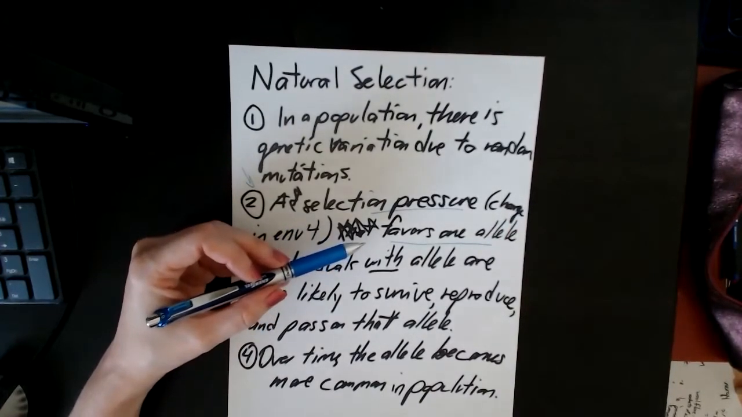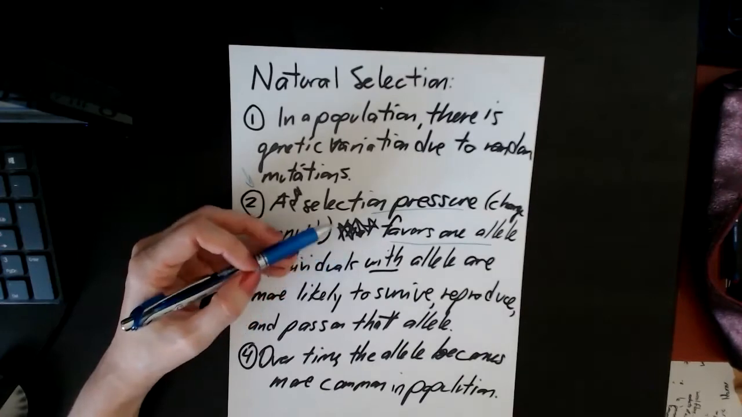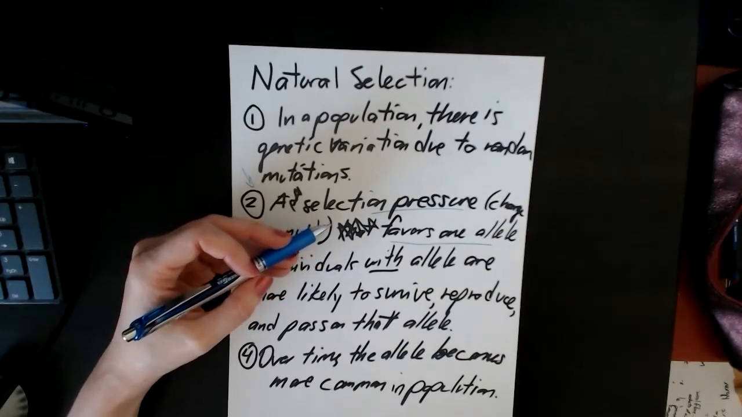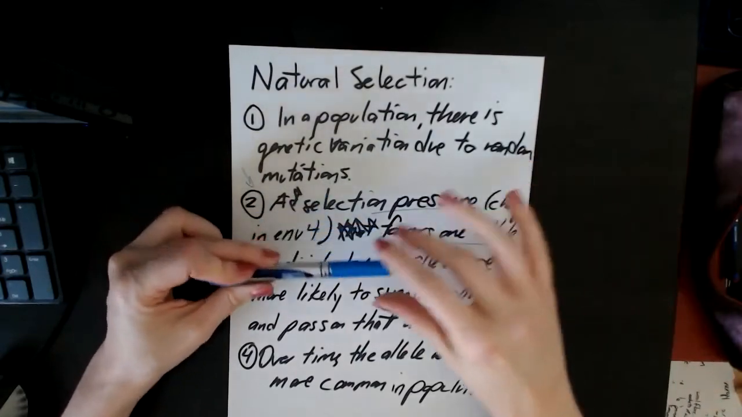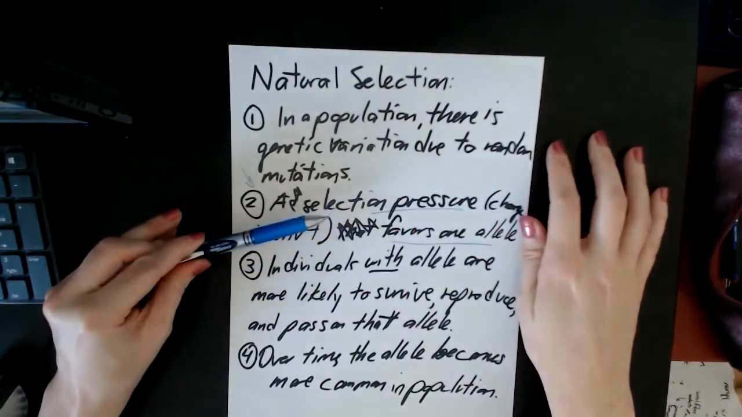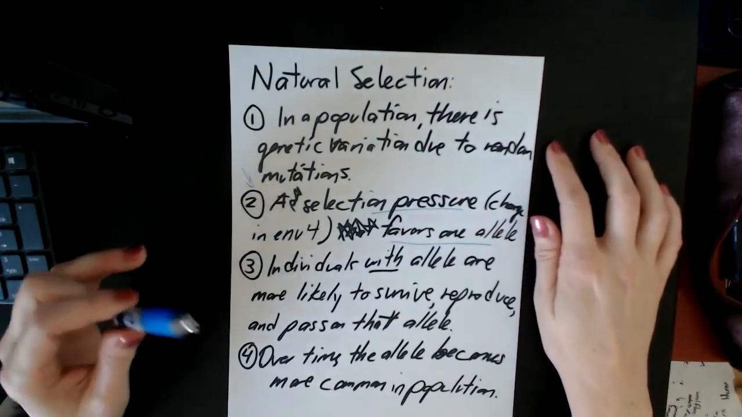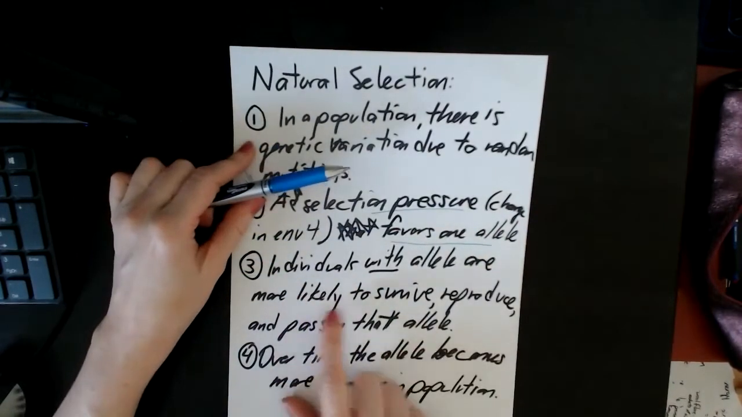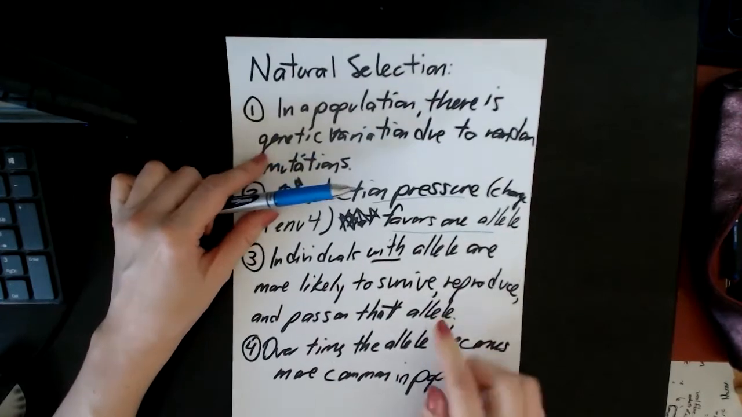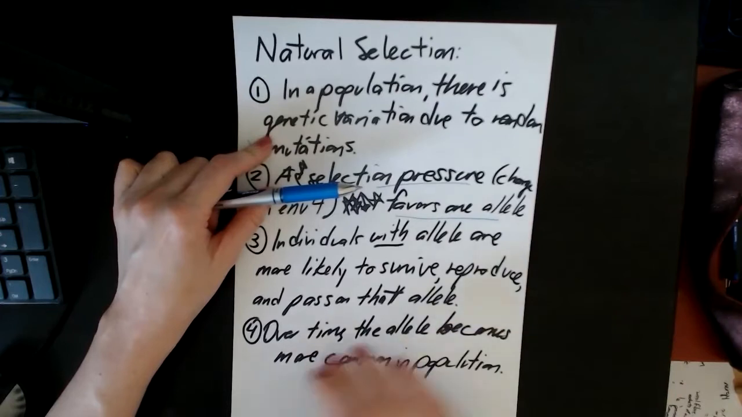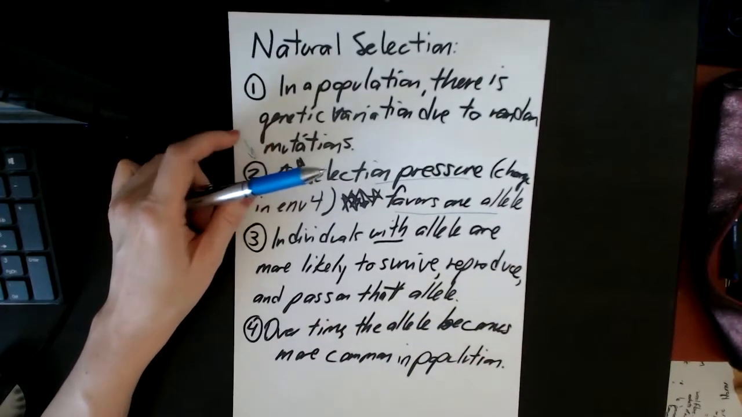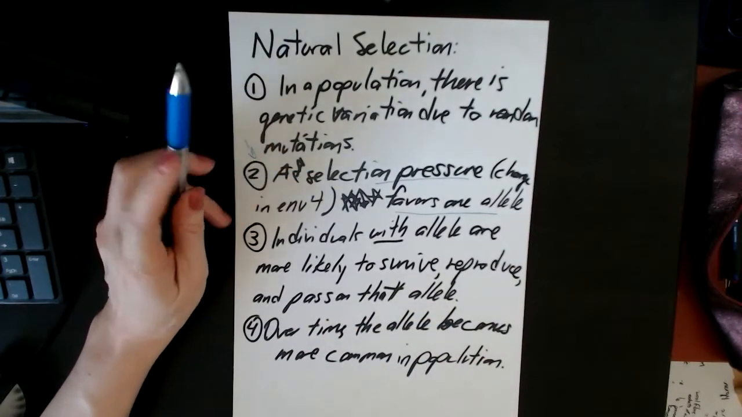So in the example of the giraffe that I gave, there's not a lot of food around. So why does having a longer neck allow the giraffe to survive? You would have to say the giraffe with the longer neck can reach food that other giraffes couldn't. Therefore, it was more likely to survive, reproduce, and pass on that allele. Its offspring also had longer necks. They all could reach that food too. Therefore, over time, the allele for a long neck became more common in the population.